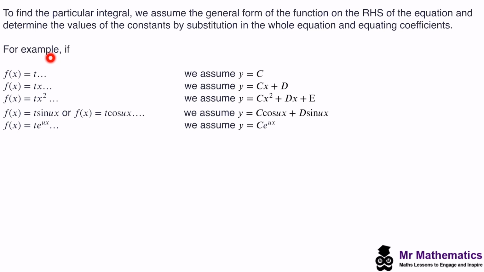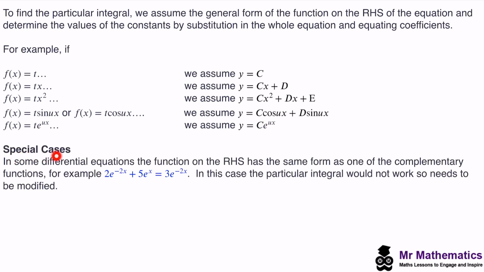So for example, if f of x, the term on the right-hand side, equals a constant, then we assume y is equal to c. If the function on the right-hand side equals a linear term, or px plus q, then we assume y is equal to a linear term plus a constant. If f of x is an x squared term, then we need to find the coefficient of x squared, the coefficient of x, and the constant, and so on for sine or cos, and for the exponential function, okay?